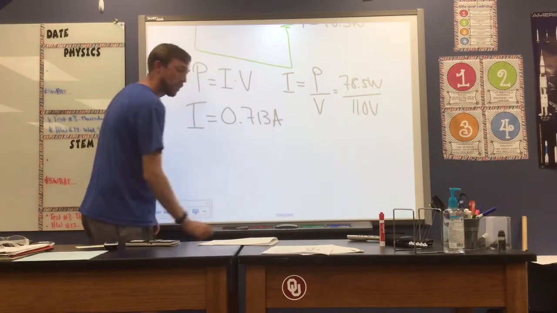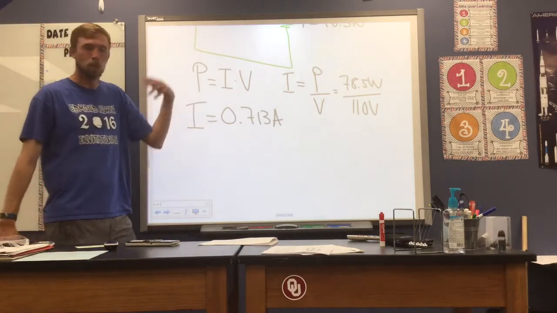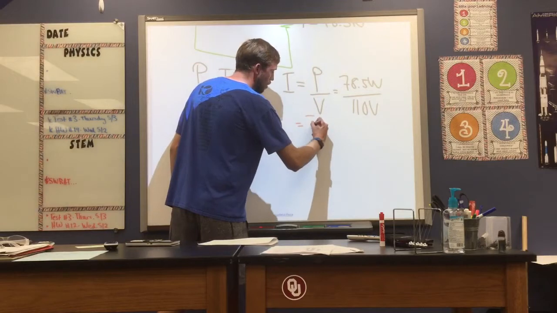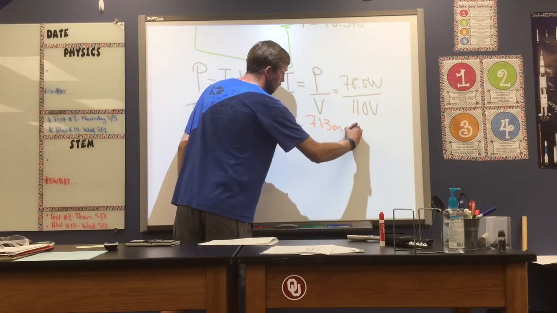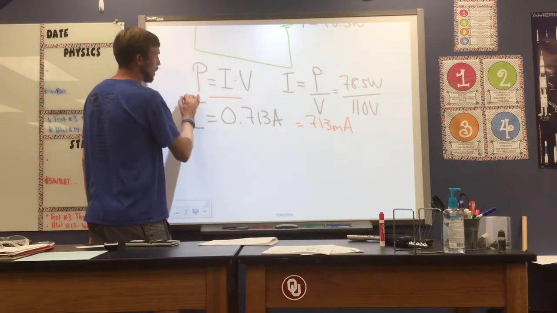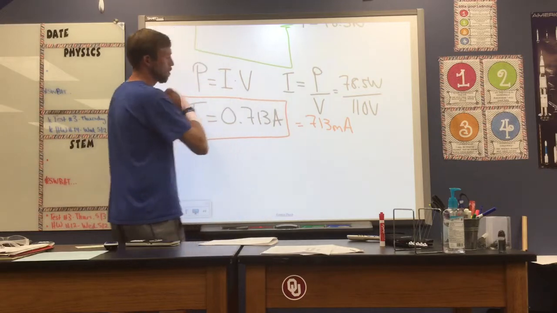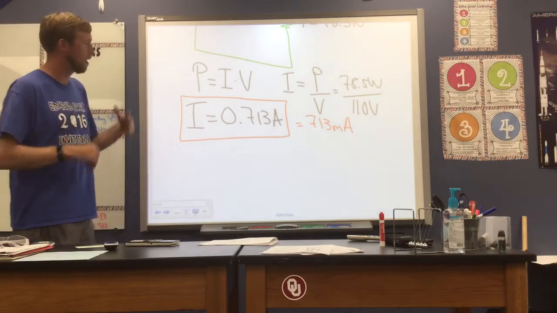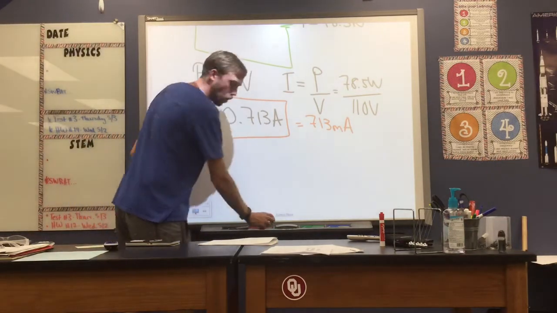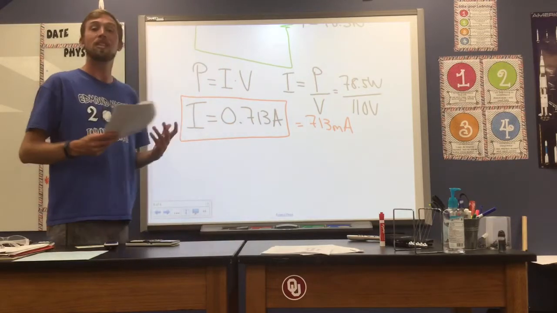Now, if the question asked us to solve for that in milliamps, we would simply multiply by 1,000. So we could say it's also 713 milliamps. But the question is actually asking for that current in amps. So we can simply use our power equation to solve. That's 20. Now 21 is asking us for the resistance of the bulb.